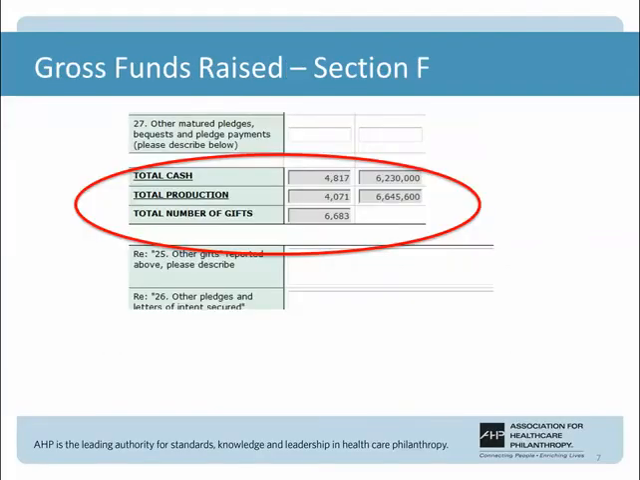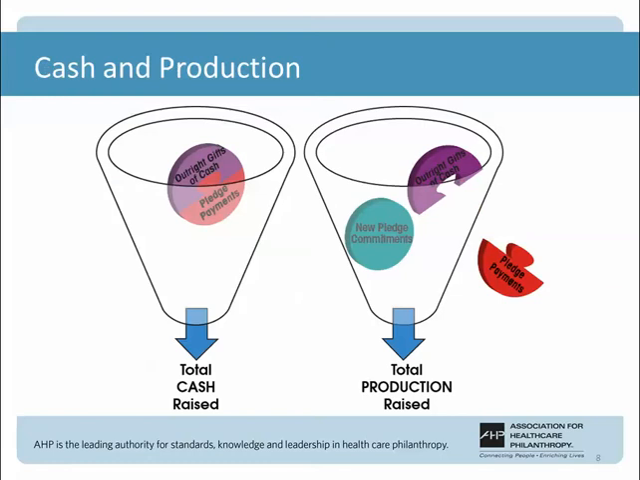Gross funds raised are pulled from section F of the survey where you reported your total cash and your total production. It's important to understand the definitions for total cash and total production. They're not mutually exclusive, so you can't add them together to get one value. They're meant to be examined separately.